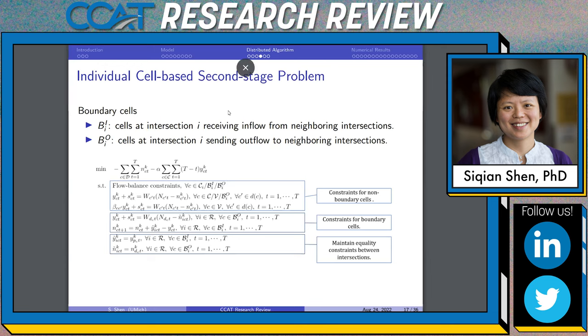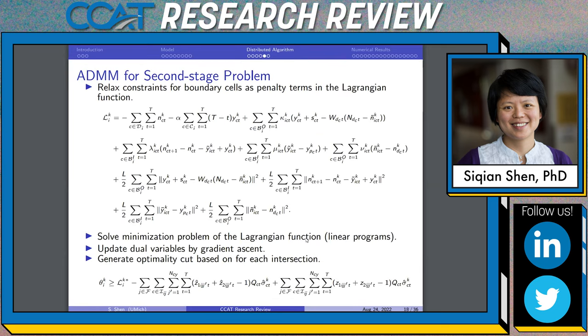If you look at this individual cell-based second stage problem, once you have the first stage variables, you can pass them to the second stage. All you need to do is differentiate between boundary cells and non-boundary cells. For boundary cells you have some constraints, for non-boundary cells you have other constraints, and you just separate them, okay? And then the ADM for the second stage looks like the following.